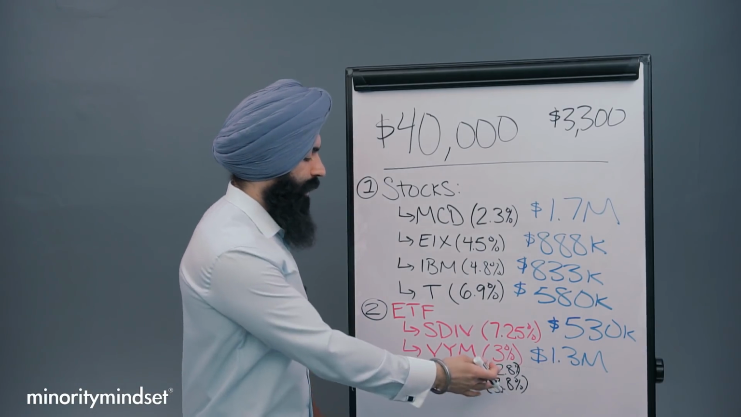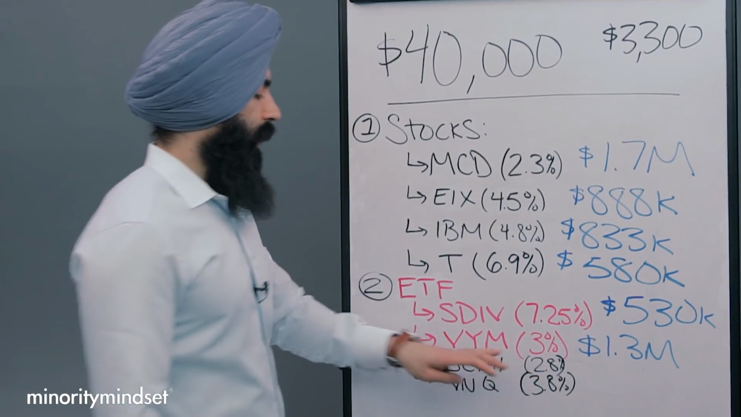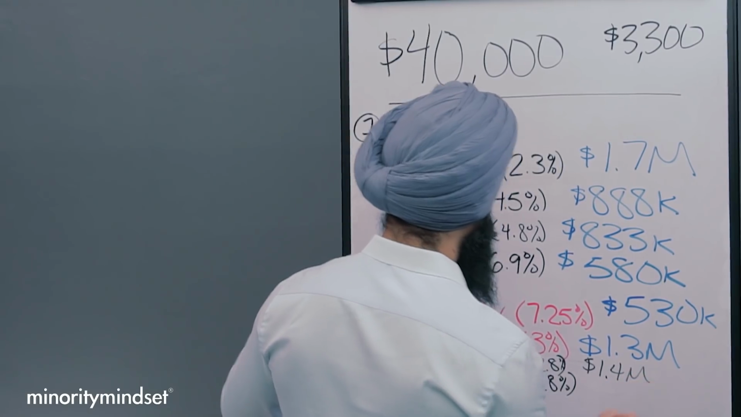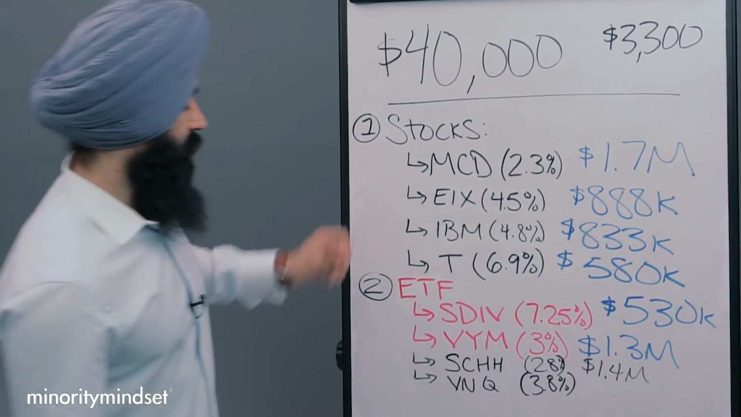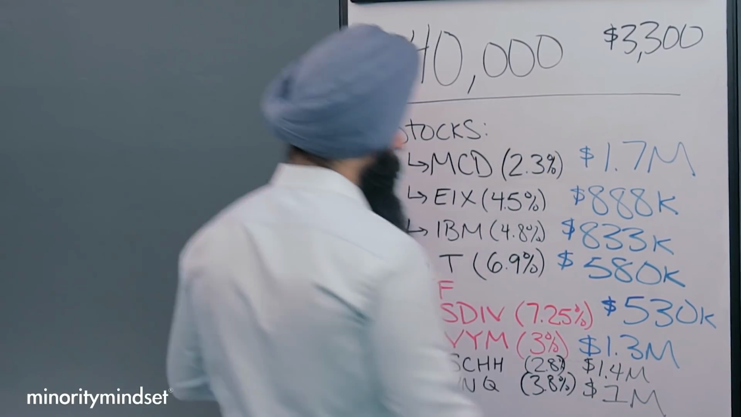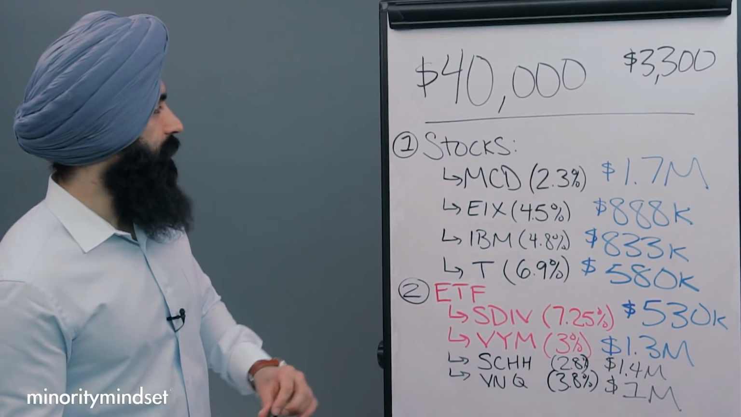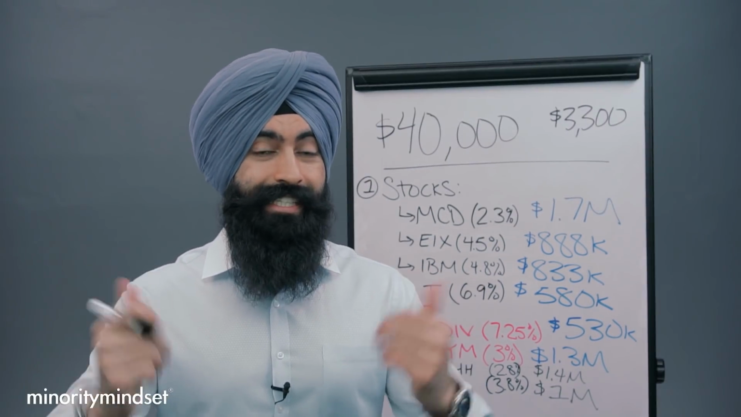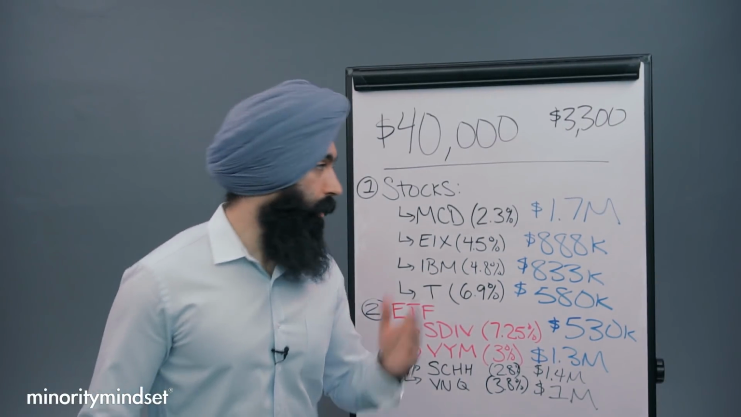But SCHH right now at the time of recording this video is paying 2.8% a year, which means you'd have to pay right around $1.4 million today in order to get this $40,000 a year. And with VNQ, you would have to invest right around $1 million today in order to get this $40,000 a year passively.